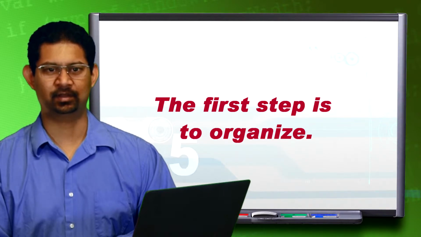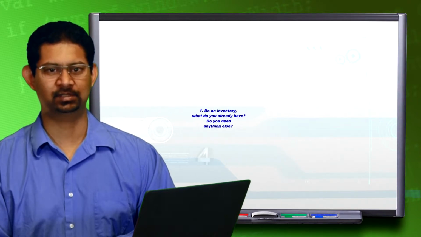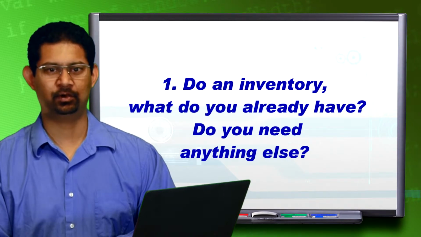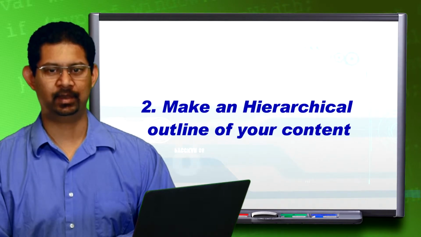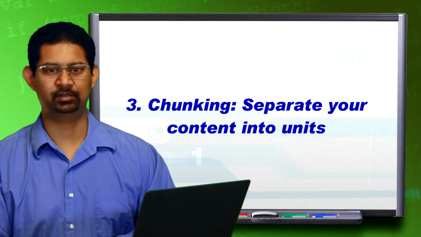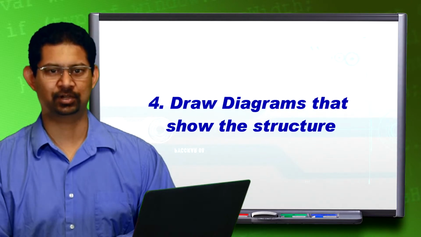As you are getting started, there are 4 methods to help you get organized. 1. Do an inventory. What do you already have? Do you need anything else? 2. Make a hierarchical outline of your content. 3. Chunking. Separate your content into bite-sized units. 4. Draw diagrams that show the structure.